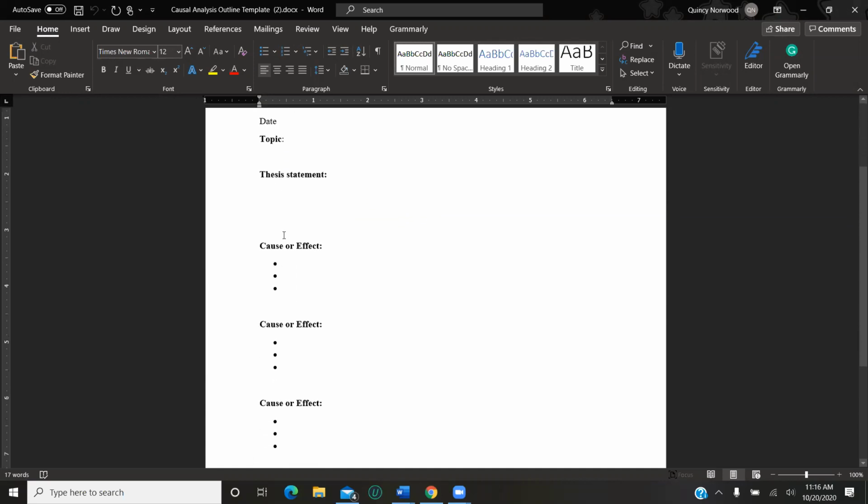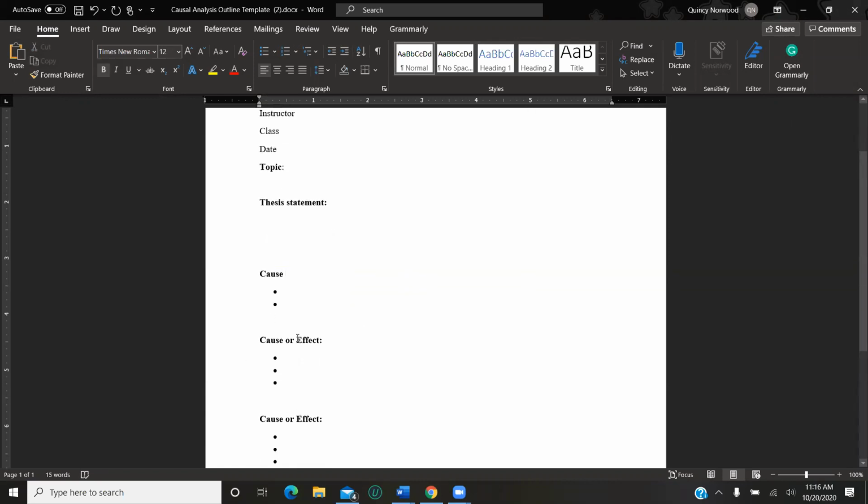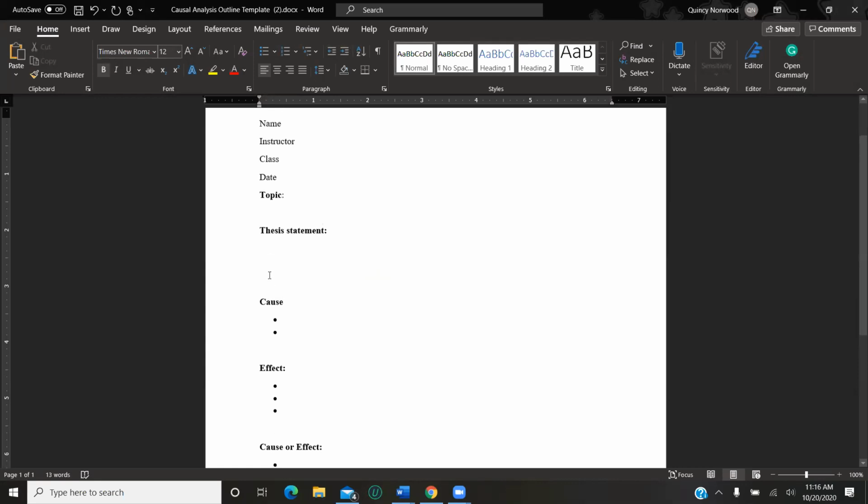Now, for your essays, you're going to get rid of one of these. You're either going to get rid of cause or effect. So if your essay is going to focus on causes, you would just do that. Or if your essay is going to focus on effect, you would get rid of that. All right. Or again, you can make your own template as well. Just make sure it has all these elements: topic, thesis statement, and then your points.